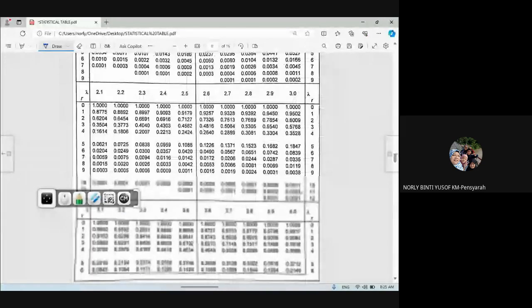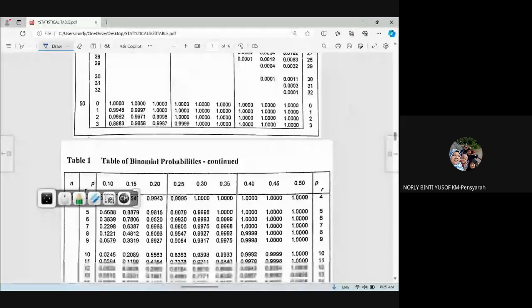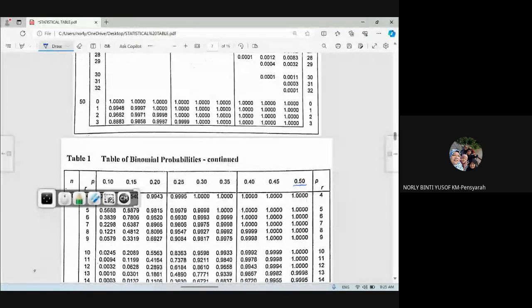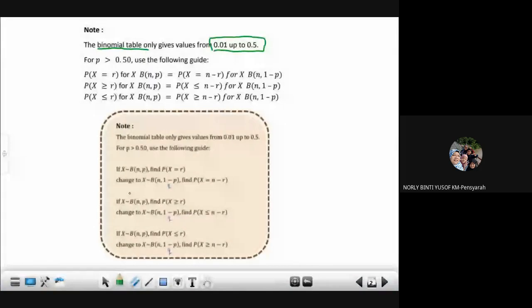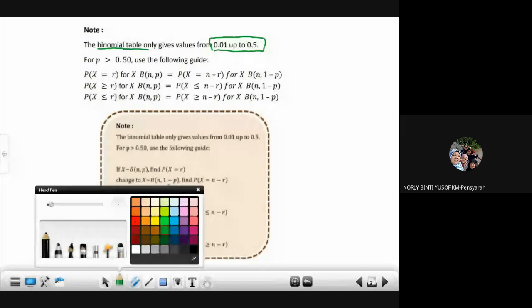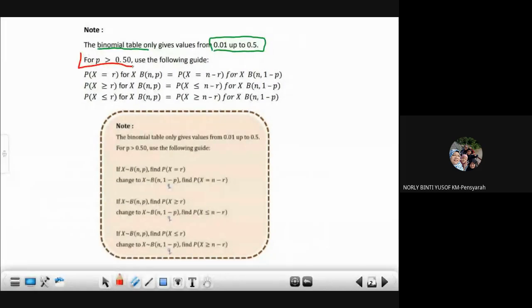Okay, naikkan sebelum table Poisson. Nilai paling tinggi you adalah 0.5, maknanya tak boleh lebih lah. So bila the P probability of success is greater than 0.5, kita akan modify untuk sebelum kita baca table. So inilah syarat dia. Okay, for P greater than 0.5, kita akan guna guide ni untuk kita selesaikan sebelum kita read the table.